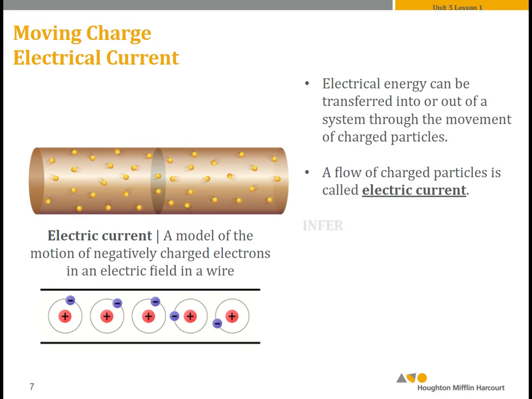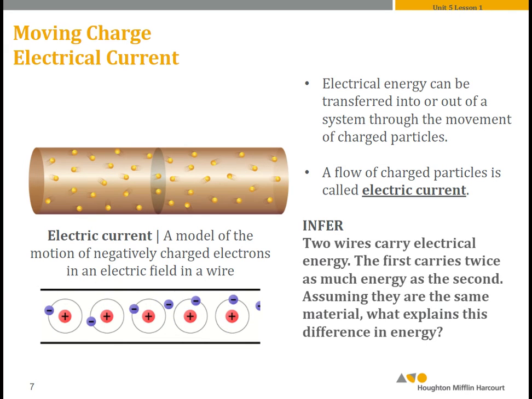The current then, and this is counterintuitive, this is not what we would expect. But when the electrons flow left to right, we say that the current is actually flowing from right to left. So the direction of flow of electrons is actually opposite the direction of the current.